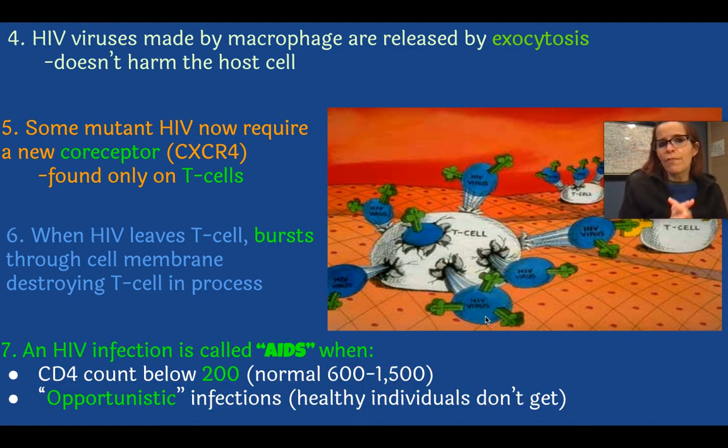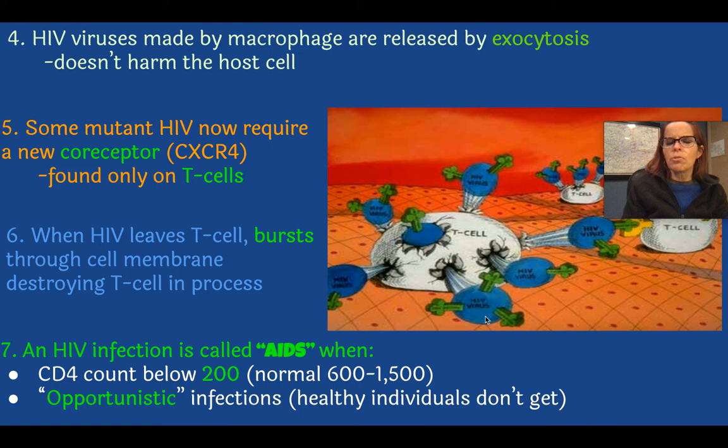An HIV infection is called AIDS, which stands for acquired immune deficiency syndrome, when the CD4 count is below 200. It's normally between 600 and 1500. So that refers to cells that have CD4 receptors. So the fewer and fewer cells that are patrolling the body, that's when we start saying that this is officially moving from HIV infection into actual AIDS.